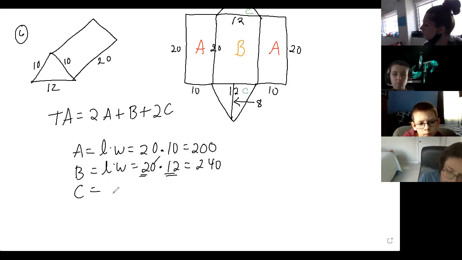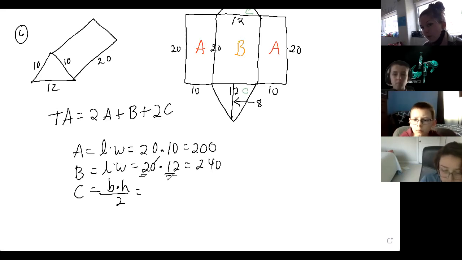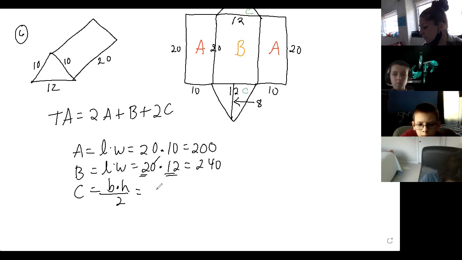What's the formula? I gave you a little cheat sheet yesterday. What's the formula for area of a triangle? It's base times height divided by 2. So base times height divided by 2. Let's plug it in and then we'll do the calculations. What's the base of this triangle? What's the length of the base? 12 times the height, 8 divided by 2.